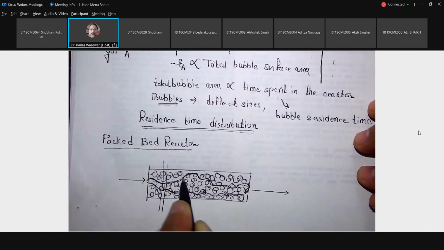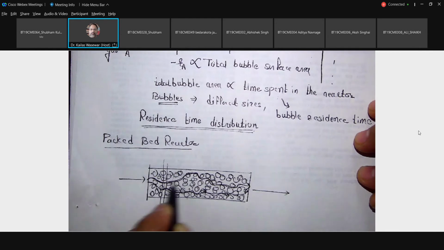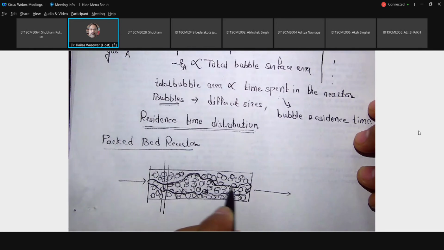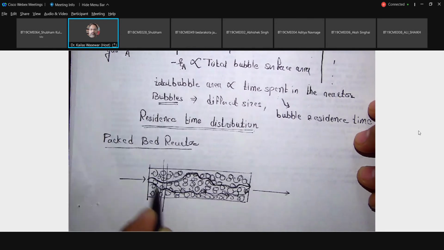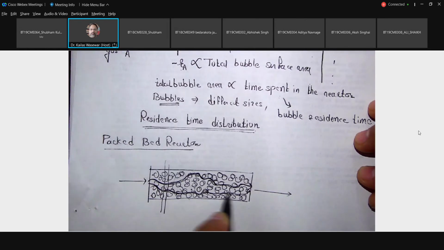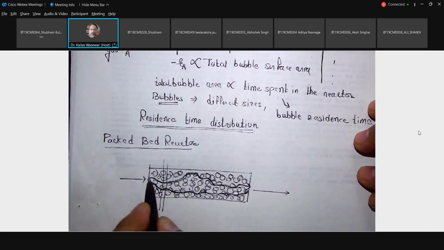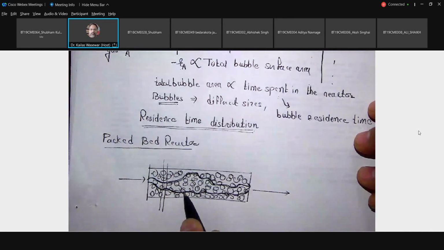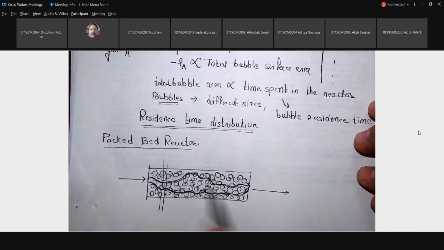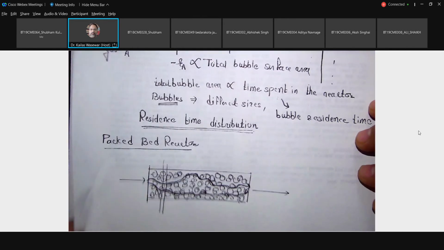So this particular element is taking more time. That means its stay time in the reactor will be more, but for this element it will be less time. That means there will be more conversion for the element taking this path, and less for this one. So that's why this study of residence time distribution is important. That means the non-ideality study.